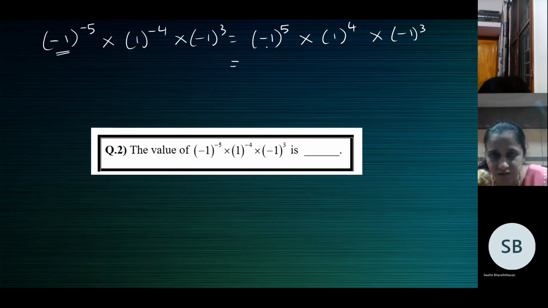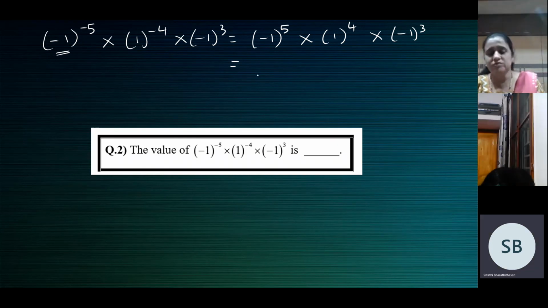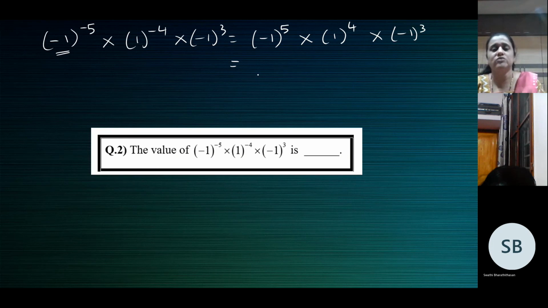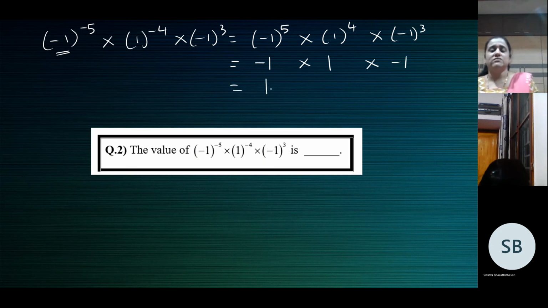Now, what is the value of -1 to the power 5? -1 into -1 into -1 into -1 into -1 is 1, and since minus happens 5 times, it's -1. 1 to the power 4: 1 multiplied with itself 4 times is 1. There is no minus sign at all. -1 into -1 into -1 is -1. Finally, minus into minus, plus.